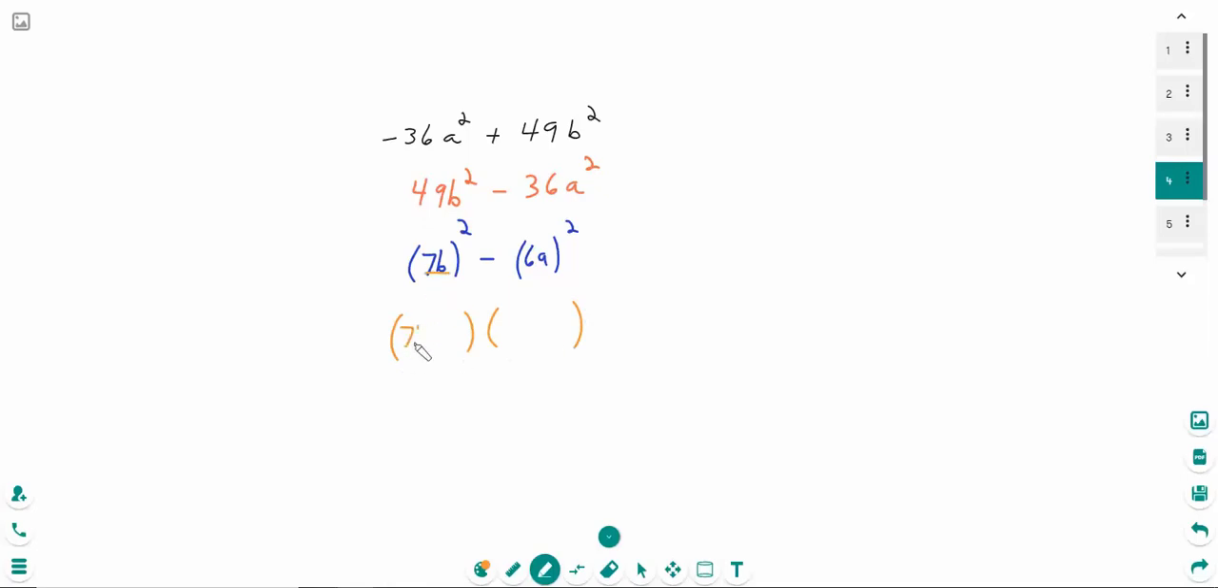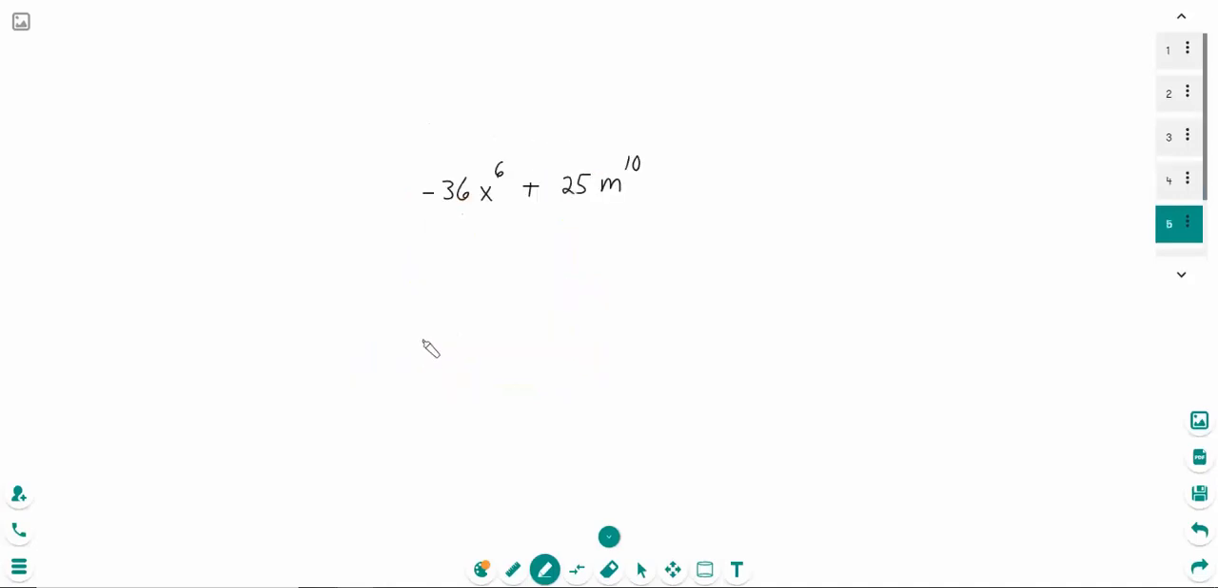First term goes at the beginning of both. Second term goes at the end of both. And we have a minus and a plus, and we are done. Okay, so once you've recognized that it's a perfect square, you can see finding the factorization of it is actually really easy. You just have to remember the process.